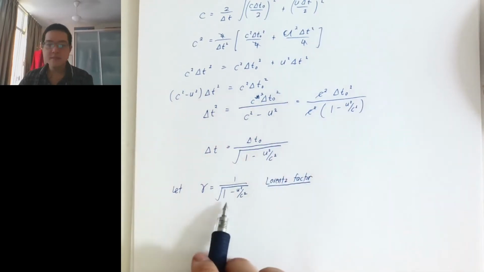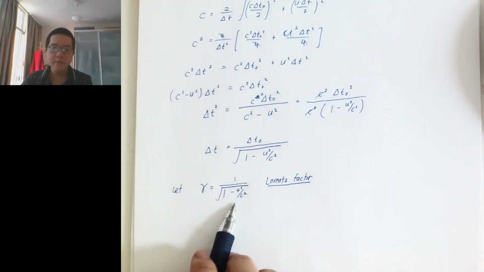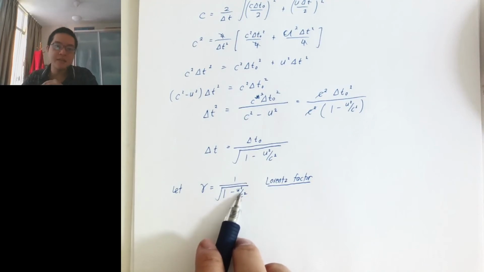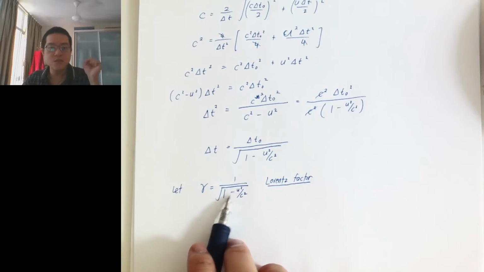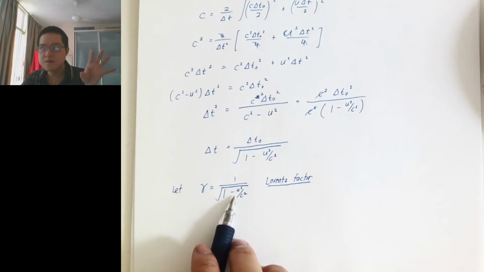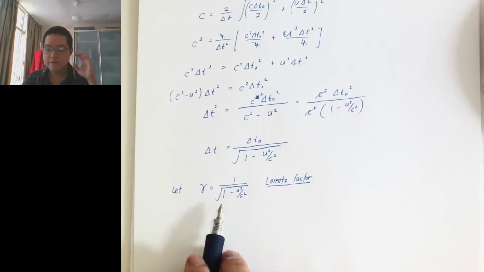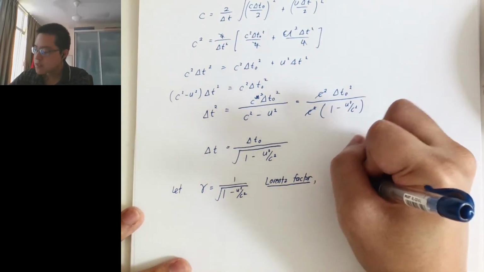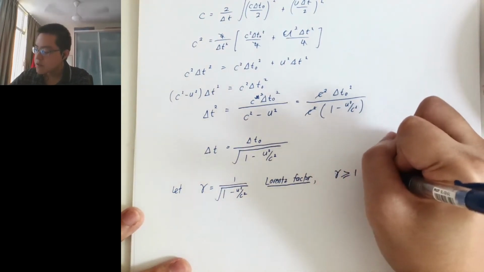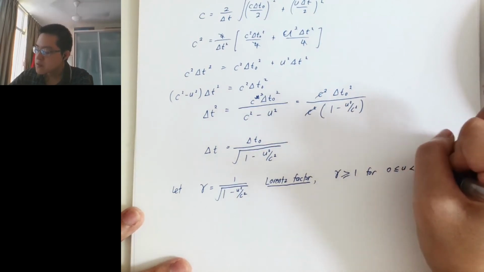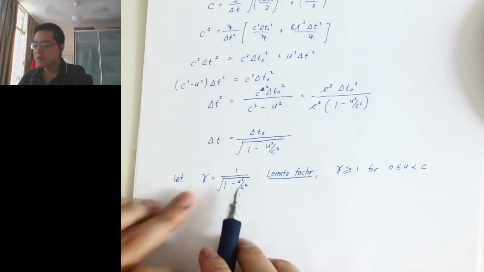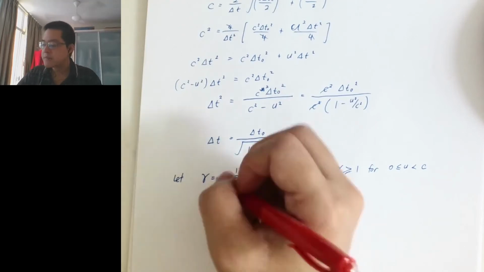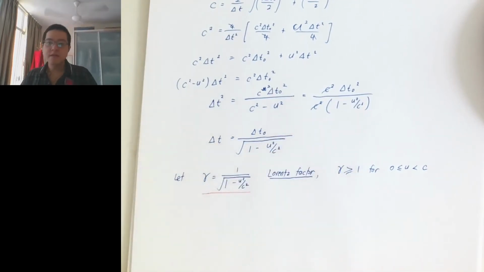Of course, we will prove this later. Nothing can travel faster than the speed of light, so our u is always going to be smaller than c. So 1 minus a smaller number will make this smaller, and the square root will be even smaller. So the factor gamma is always larger than 1. Gamma is always greater than or equal to 1 for the range of u from 0 to c. Okay, so this Lorentz factor is gamma, and this factor is always greater than 1.